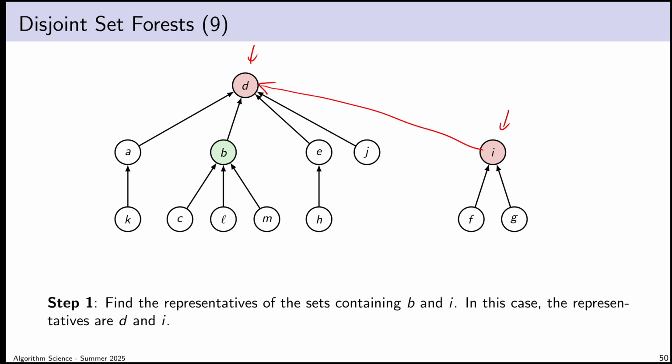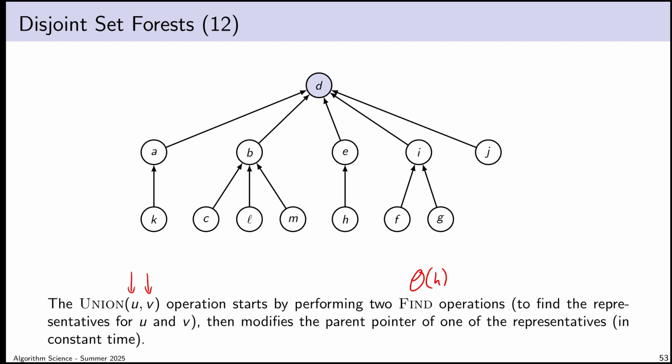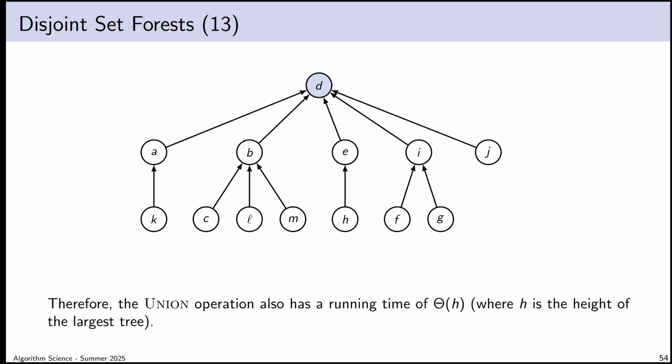That's constant time, and we'll see that in the pseudocode in a minute as well. And then updating the size information, all that's constant. So the time of union is also going to be big theta of h. It's going to be 2 find operations plus some constant time stuff. And that means union itself is also just big theta of h, where h is the height of the largest tree being unioned, or in general, for an arbitrary union operation, the height of the tallest tree in the collection.